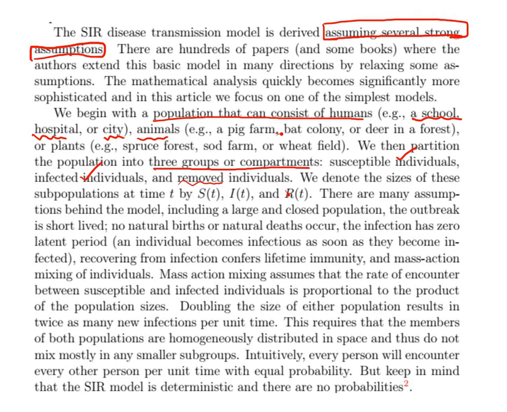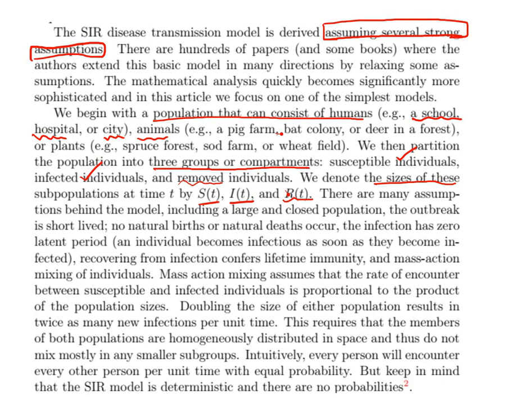Removed is better because it covers the dead, or those people that are no longer sick with the disease but don't go back to being susceptible. So we are going to denote the sizes, saying how many people are in each compartment. We've got S(t) people in the susceptible, I(t) people in the infected, and R(t) people in the recovered. And as we have said, there are many assumptions behind the model.